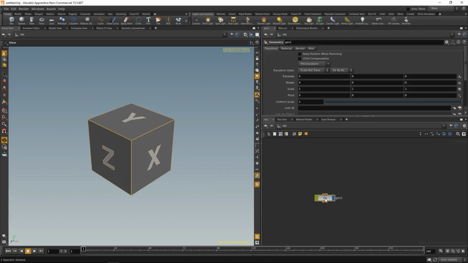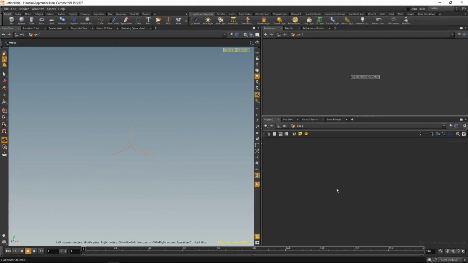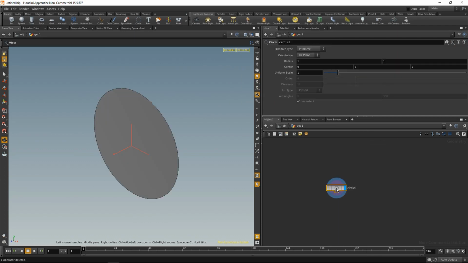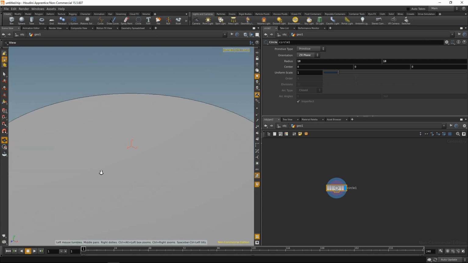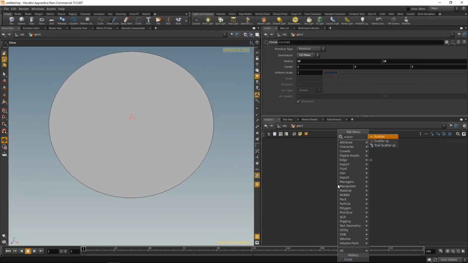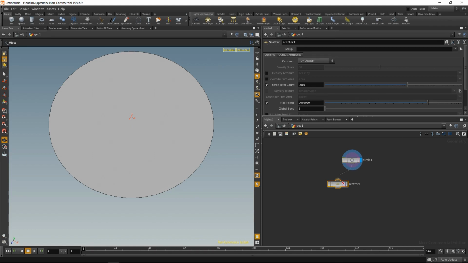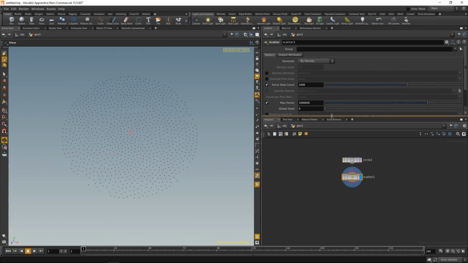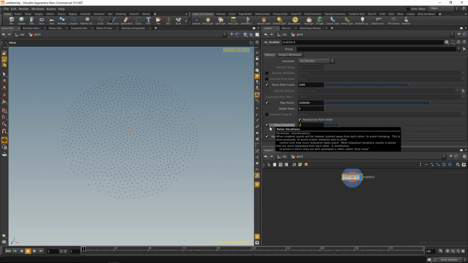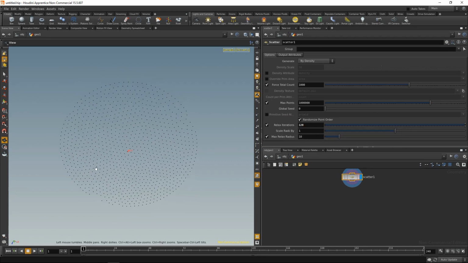The first thing we're going to drop down in our geo subnet is going to be a circle. And let's put this on the ZX plane and increase its radius. Zoom out a bit, and let's scatter some points in the circle. Maybe like this. Increase the relax iterations so it gets spaced apart evenly.